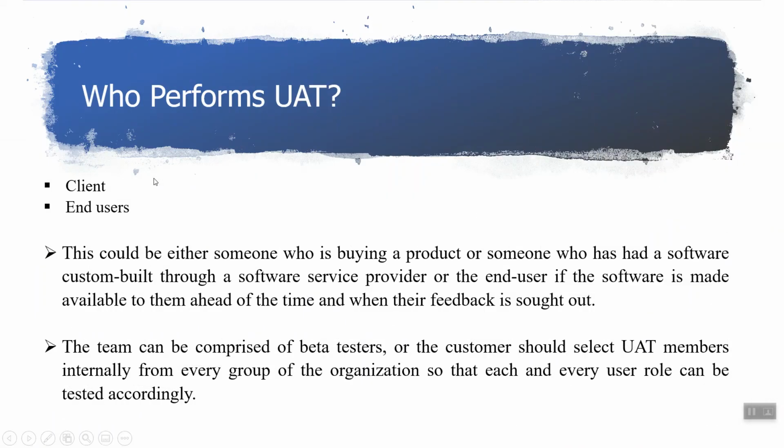The next is who performs UAT. One is the client, and the other is the end user, who are involved in performing UAT testing. This could be either someone who is buying a product, or someone who has had software custom built through a product service provider or software service provider, or the end user if the software is made available to them ahead of time and their feedback is sought. The team can be comprised of beta testers, or the customer should select UAT members internally from every group of the organization so that each and every user role can be tested accordingly.